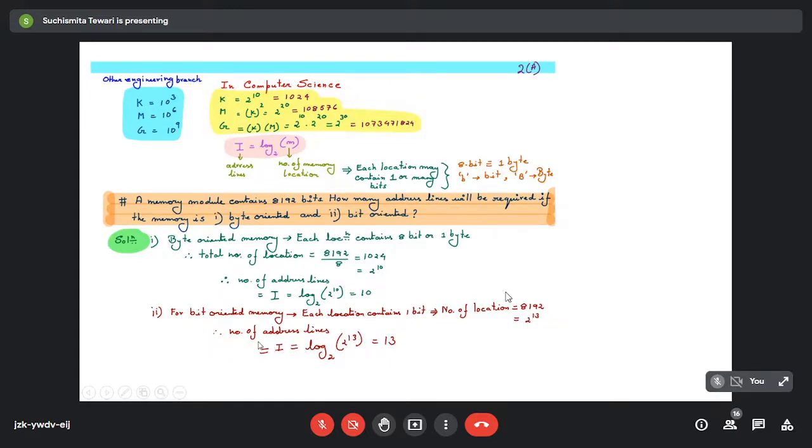So here the number of address lines would be log to the base 2 of 2 to the power 13, that means 13. So naturally the number of locations is increasing compared to the previous case, because each location is now containing only one bit. So we need more address lines to point to a particular memory cell in that memory unit. So in this way we can determine how many address lines we are going to need to indicate or point to all of the memory locations that remain in a particular memory module that we are going to design.